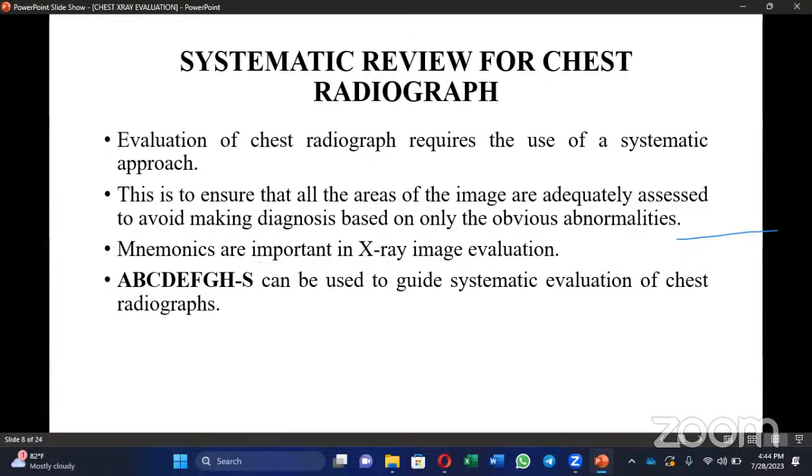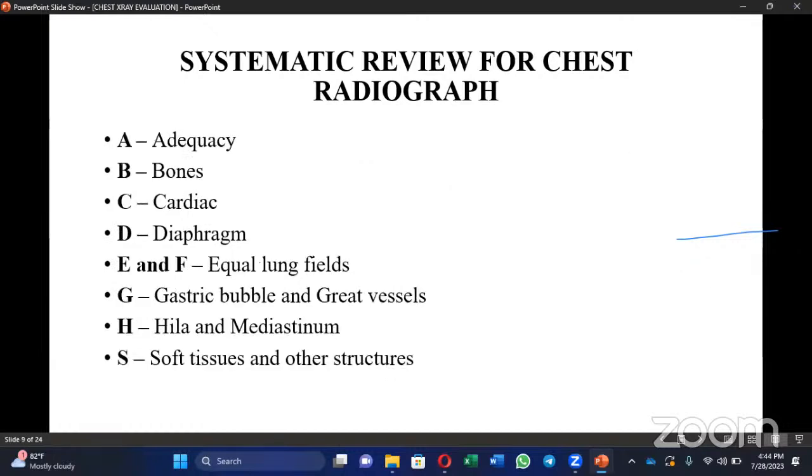For each letter of the alphabet, we have meanings, just as with the PACEMAN we did earlier. So now let's look at the meanings of the alphabet. A stands for adequacy, and B stands for bones. C is for cardiac, D for diaphragm, E and F for equal length fields, G for gastric bubble, and then great vessels. Then we have H for hilar and mediastinum, then S for soft tissues, and then other structures or other medical devices or other foreign bodies that we will see, or any other thing aside from the bony anatomy that we will see within the chest region.